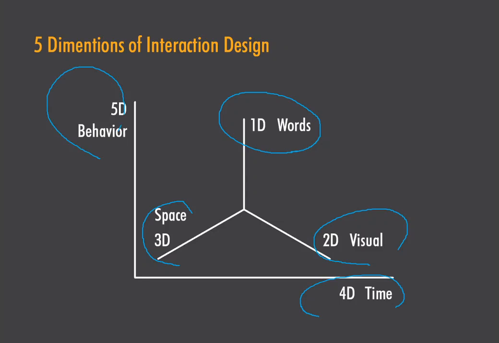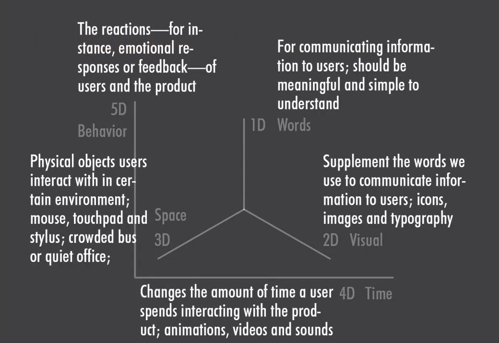Let's go to the next page with some written explanation. The first dimension, words. Words are for communicating information to users. It should be meaningful and simple to understand. As it is trying to say, users are too lazy, or I should say too busy to read lots of texts. Texts annoy them, so it should be simple and quick to understand.